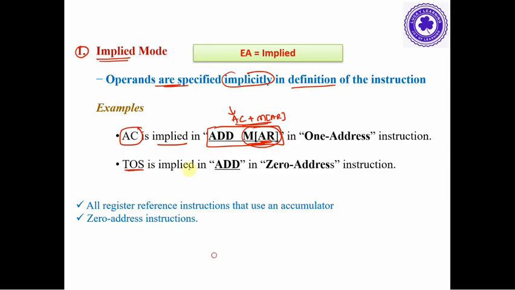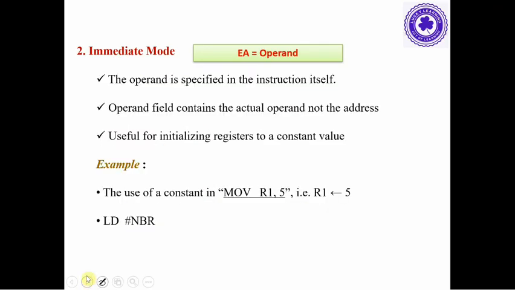When it comes to stack organization, the ADD instruction is going to add the top two operands. The top two operands are by default in the ADD instruction for zero address instructions. Implied mode says that the operand is by default within the instruction, as in the case of the first one, the accumulator is by default. In the second one, the top two operands are by default.